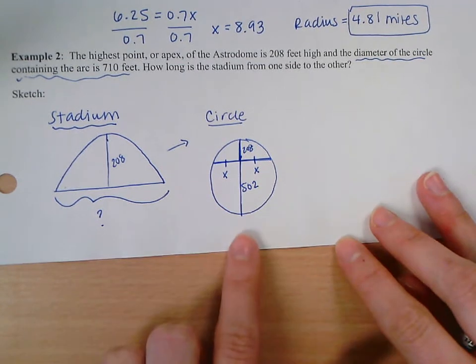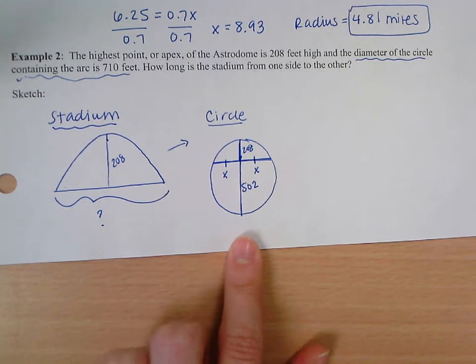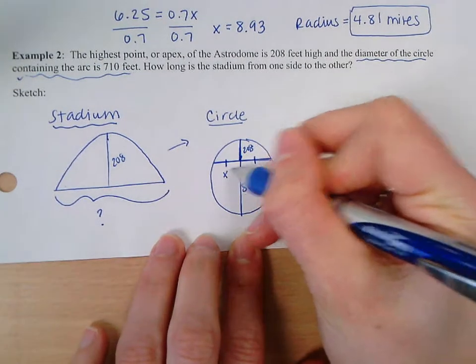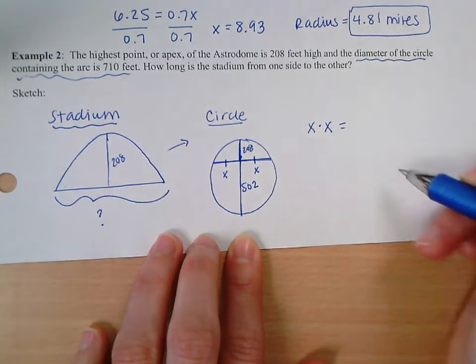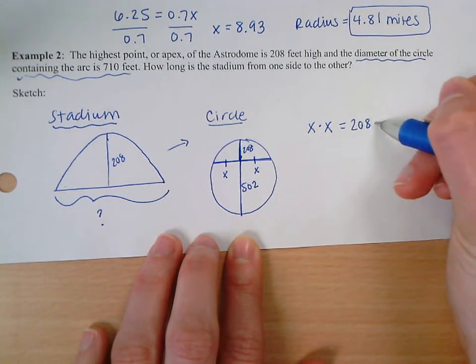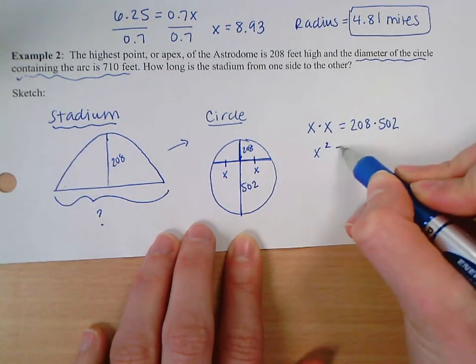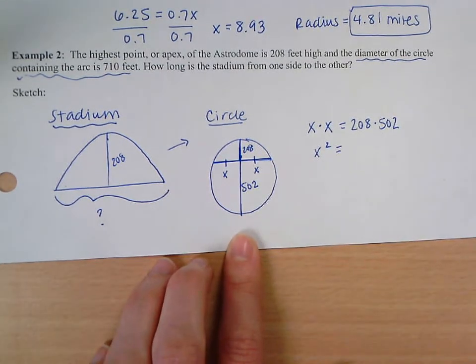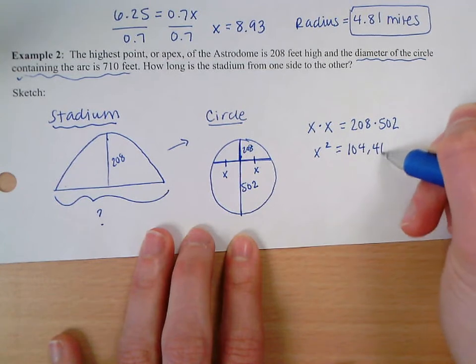Okay, and now I can use the property that I talked about, finding the products of the segments of each chord. So I have X times X, I'll write it out this way. X times X should equal 208 times 502. So X squared should equal 104,416.